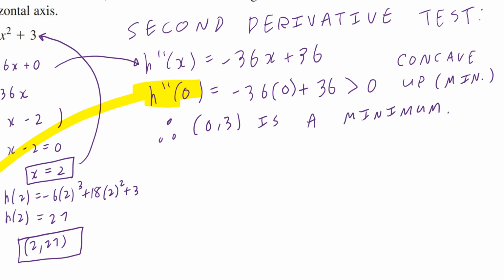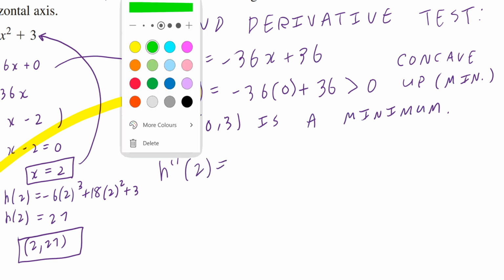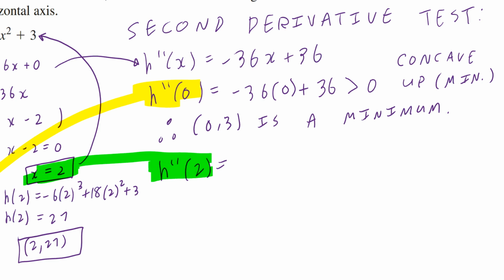Likewise, I can go through the same process for the second critical number, which is x equal to 2. So again, I'm going to go back and trace this with you. The other point is going to be x equal to 2. I plug it back in, and again, if you take a calculator and work it out, that's negative 72 plus 36, which is basically negative 36, or a negative number.